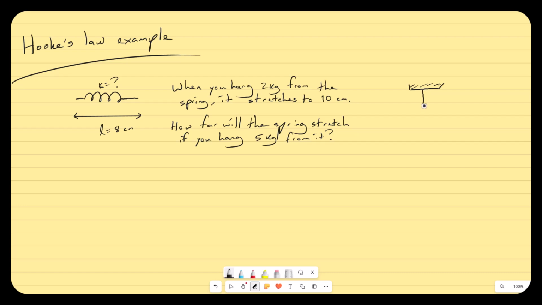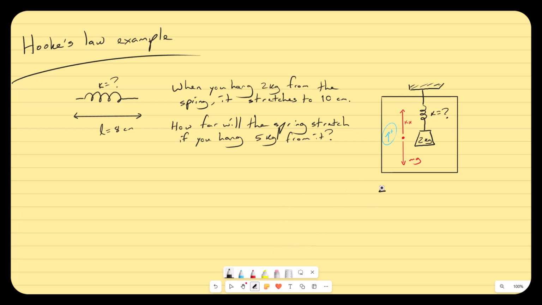So I'm going to take this spring and I'm going to hang 2 kilograms from it. When I do that, the spring stretches to 10 centimeters. So looking at the forces on this thing, I've got an mg downward, I've got a kx upward. I'm going to call upward my positive direction. And there's my free body diagram. Kind of included the picture itself.